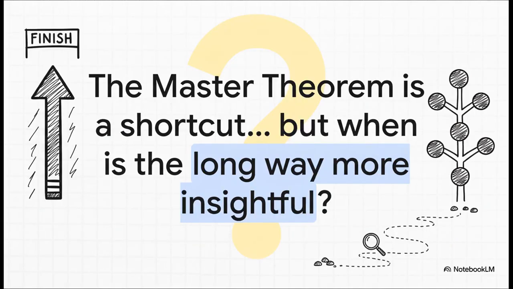And that kind of leaves us with one final thought, doesn't it? The master theorem gives you the answer. It's the shortcut. But sometimes the real deep understanding doesn't come from the shortcut. It comes from taking the scenic route, from mapping out the recursion and really seeing how all the pieces add up. The shortcut gets you the answer, but the long way, that gets you the insight.